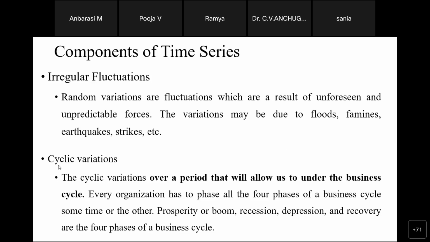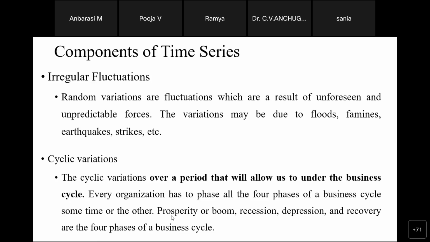And then the last component is cyclic variations. In the cyclic variations, over a period of time, it allows us to understand the business cycle, because every organization has to go through these 4 cycles. All organizations cannot always be in a boom. We have to go through all these 4 cycles in most businesses: prosperity or boom, recession, depression, and recovery.